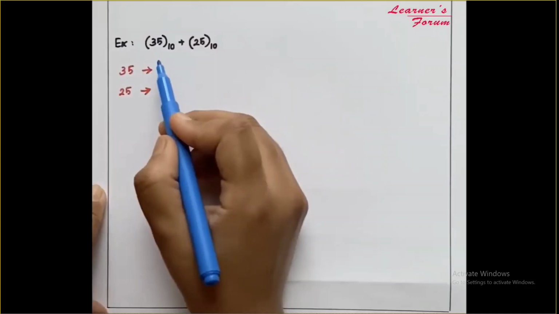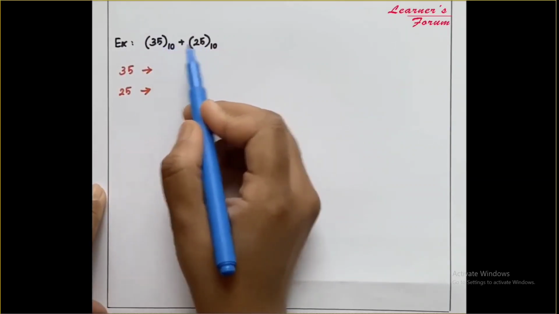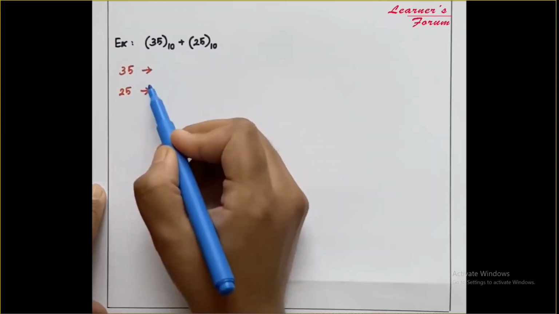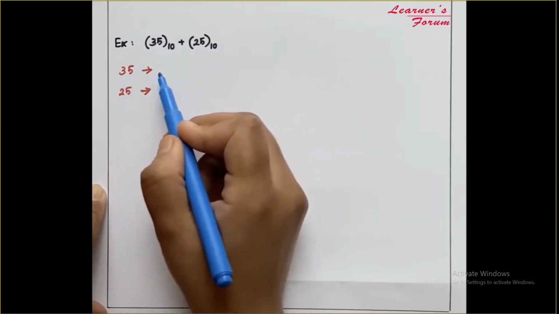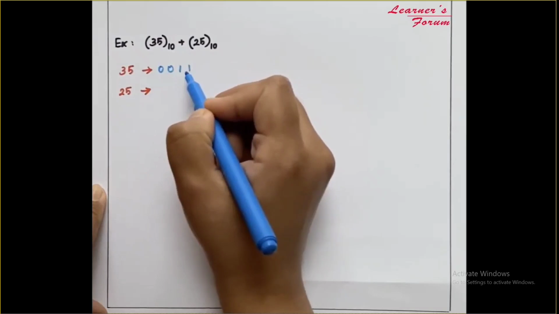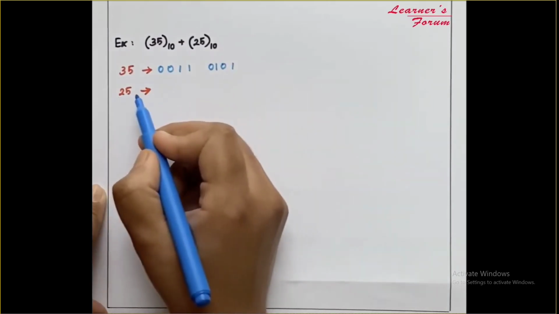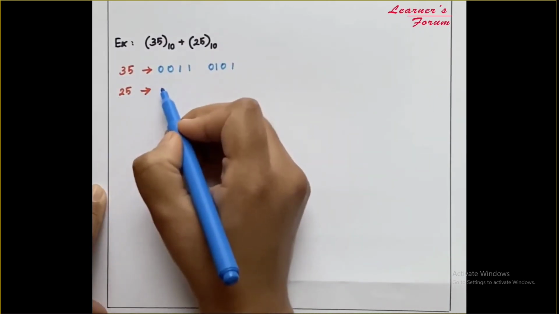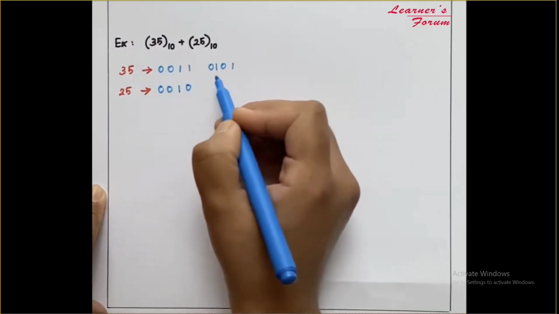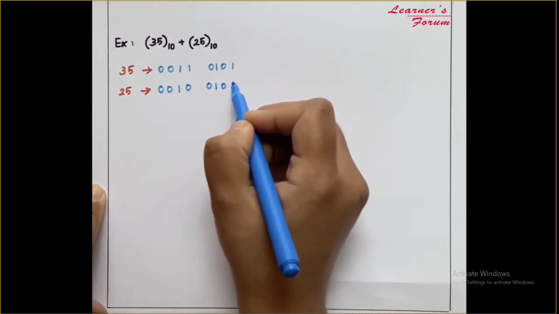Now let us solve one more example. Given is 35 plus 25. So 35 has 2 digits. Let us represent each digit now using 8421: 0011 for 3, 0101 for 5, and for 25, for 2 it is 0010, and for 5 it is again 0101.